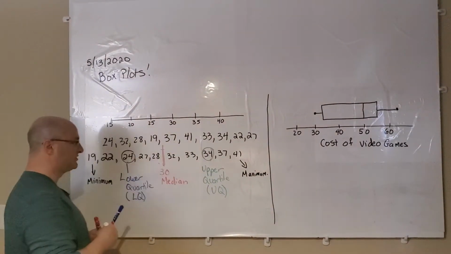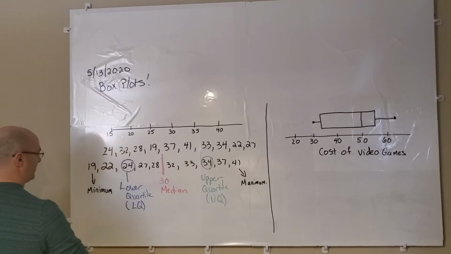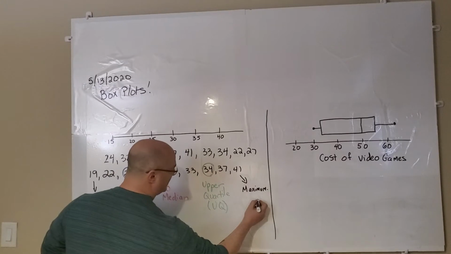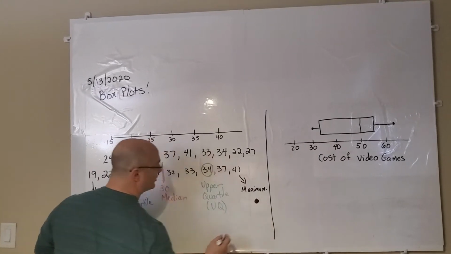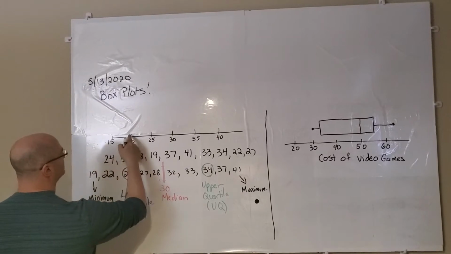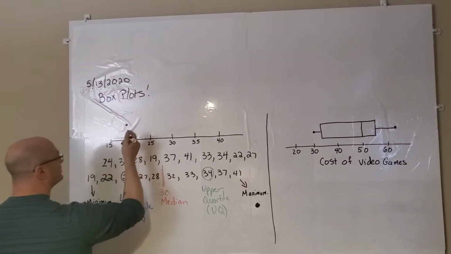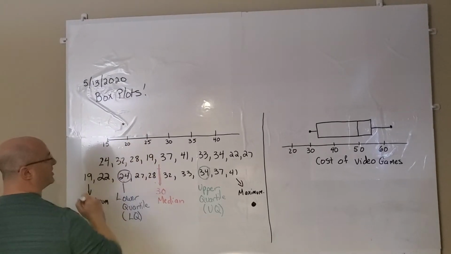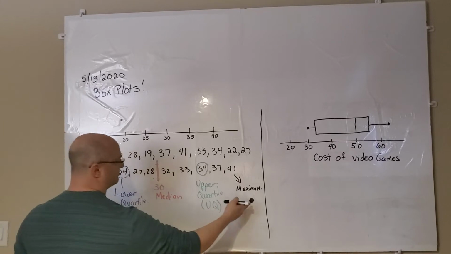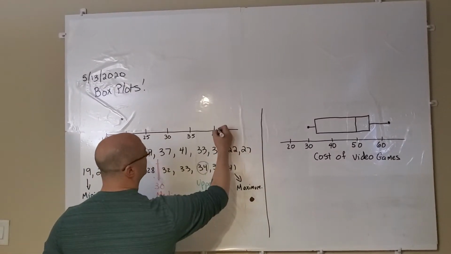The first thing we're going to do is go literally from left to right. The minimum and the maximum both just get a dot over the number line, not on it, but over it. So I'm looking for 19, so here's 20. I'll put my dot about here. It's close to 19, but we don't want it on the number line. Now, let's put our maximum in. I know I said from left to right, but in this case, since we're doing dots, let's keep with dots. 41.